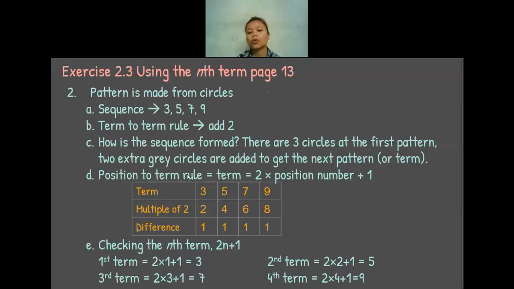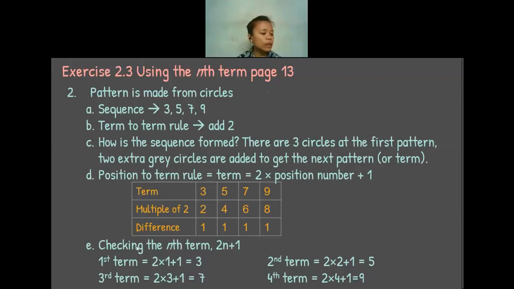To find the position-to-term rule, I usually make the table. That's why in here I make the table, even though the question did not ask me to make the table. So I will just write the term and also multiples of 2. After that, we find the difference. So the position-to-term rule will be 2 times position number plus 1.